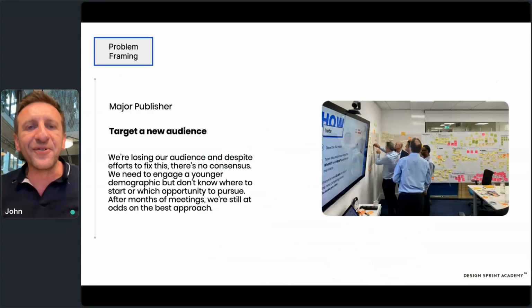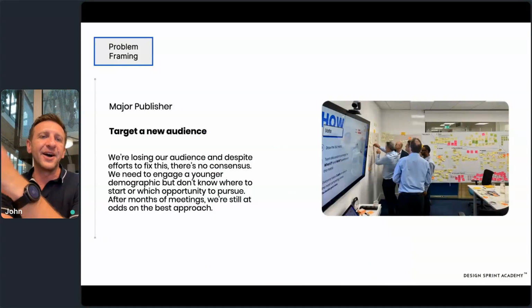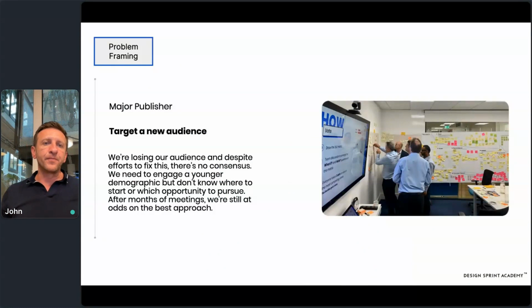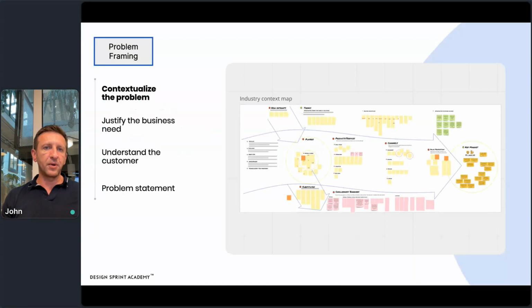Like, yeah, I wanted to give you a few examples of where we use this, from our previous work. One of the problem framing sessions we ran was with a major publisher here in Europe, and they wanted to target a new audience, a younger audience, for their newspaper, and they weren't quite aligned on how to do it. When they engaged us, they had been spending time in meetings for 6 months, not really agreeing on which opportunity to pursue. And then with one problem framing session, we helped them contextualize the problem.